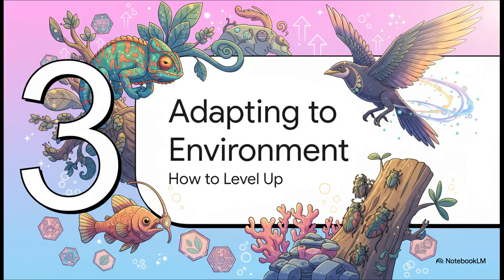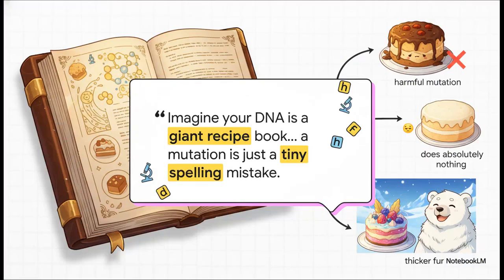Level 3, adapting to the environment. This is how species level up. To understand how things adapt, we first need to talk about mutations. Okay, imagine your DNA is a giant, super complicated recipe book that contains all the instructions for building, well, you. Sometimes, when your cells are busy copying this recipe book, they make a tiny spelling mistake. In biology, we call this a mutation.